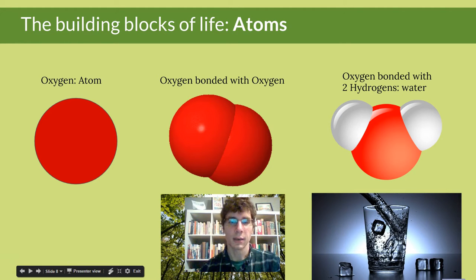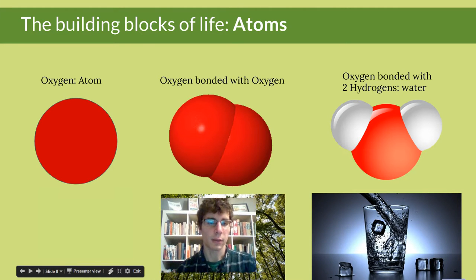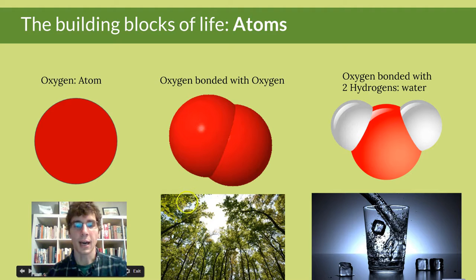Okay, so again, we've got our oxygen that's in the air. It's actually just two oxygen atoms bonded together. And then water, which has all these unique and wonderful properties, is actually just one oxygen atom bonded to two hydrogens. Okay, and then it's a whole bunch of those things together. That's what water is made out of.